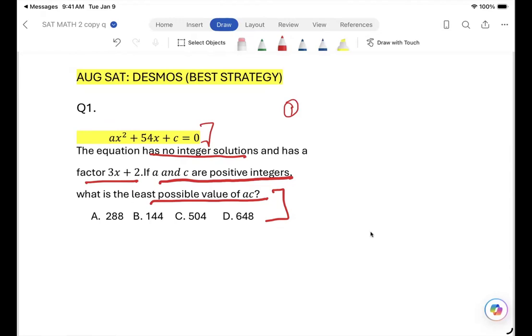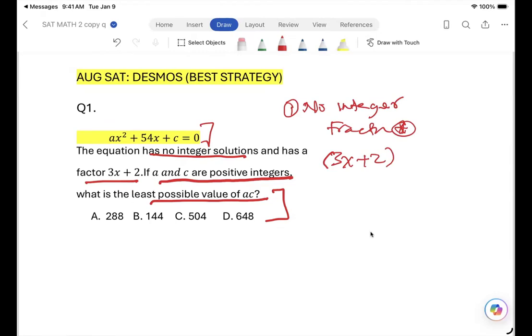So what do we have? It says there is no integer solution. It does not mean the equation does not have a solution. It means the values of the factors are not going to be what? Integers. They're going to be fractions. So that's the key. And now they've given you one of the factors, 3x plus 2. This tells you it's non-integer now.